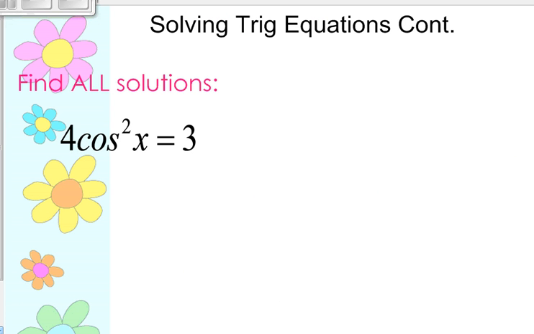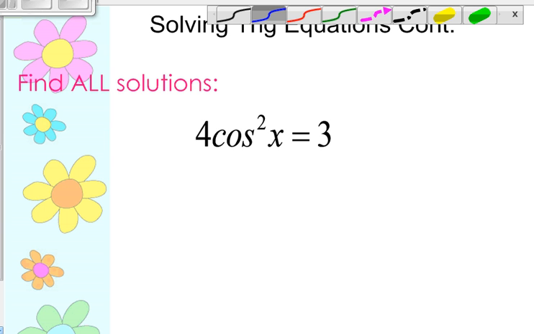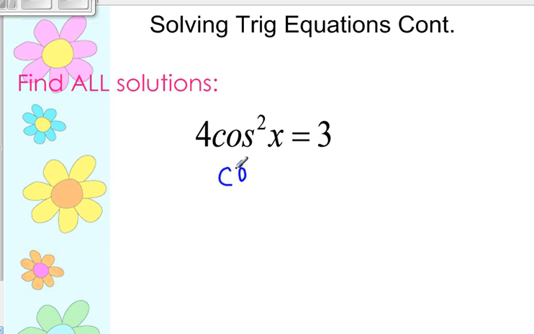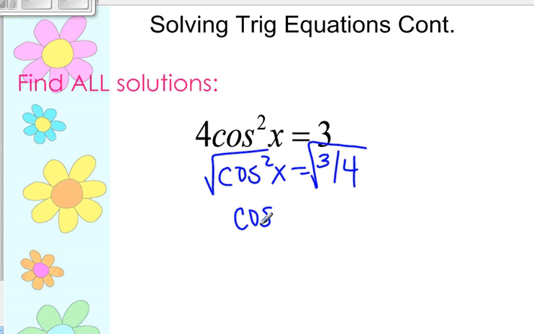And for our last one, we've got cosine squared of x equals 3. So I'm going to divide by the 4. So I get cosine squared of x equals 3 over 4. And then I'm going to take the square root of both sides. So I get cosine of x equals plus or minus the square root of 3 over 2.